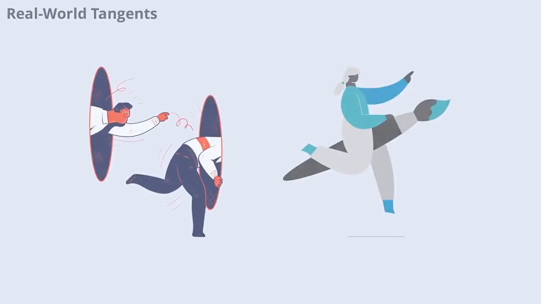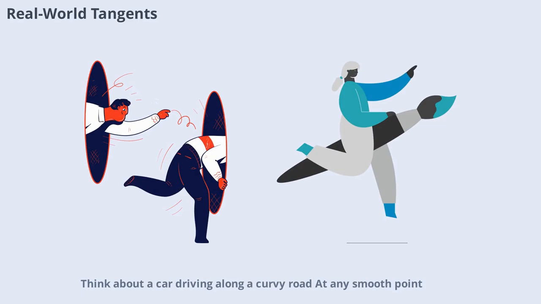Think about a car driving along a curvy road. At any smooth point, the direction the car is heading is like the tangent line to the road. If the road has a sharp turn, the car can't smoothly follow it. That's why differentiability is important for safe, smooth rides.